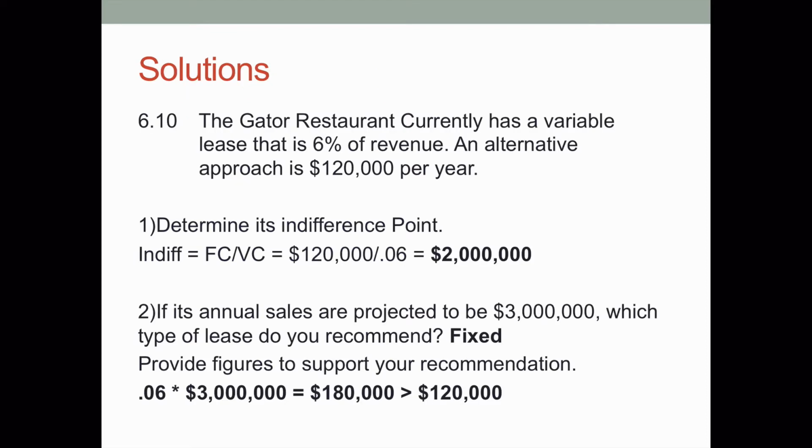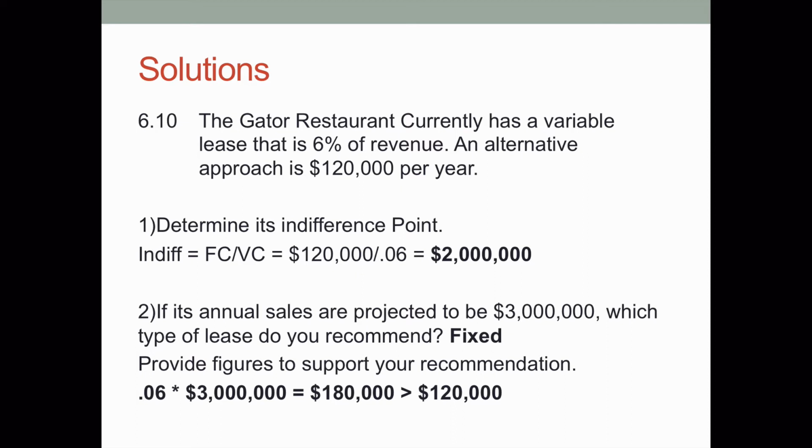The first problem is an indifference point problem. We have the Gator Restaurant, which has a variable lease of 6% of sales or revenue, and has been offered an alternative of $120,000 fixed rent per year. So we need to first determine the indifference point. We take fixed cost divided by variable cost, and we get $2 million. So if our sales are $2 million, we really don't care if we do the fixed or the variable rent.